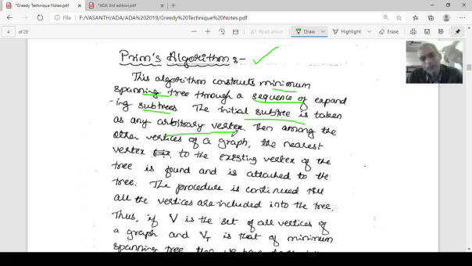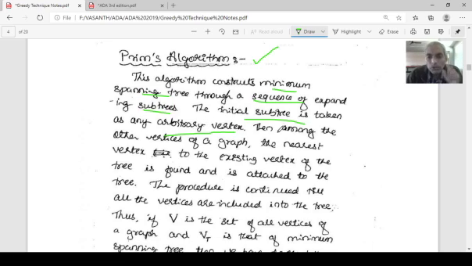Now you can start with any vertex, because we know that a spanning tree should compulsorily have all vertices of our given graph. Right? If a graph has got 3 vertices, the spanning tree also should have 3 vertices only. Because if one vertex is less, it won't satisfy the definition of our spanning tree. So you start with any arbitrary vertex.